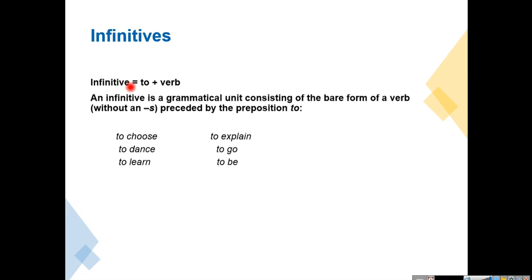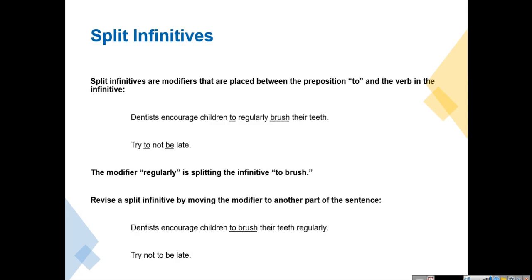So that will be the same verb that we have, except with an S or without an ED. It's just the original form of the verb, and we add sometimes "to." So we have to choose, to dance, to learn, to explain, to go, to be. That's an infinitive. Now we also make some mistakes when we split infinitives. So split infinitives are modifiers that are placed between the preposition "to" and the verb in the infinitive.